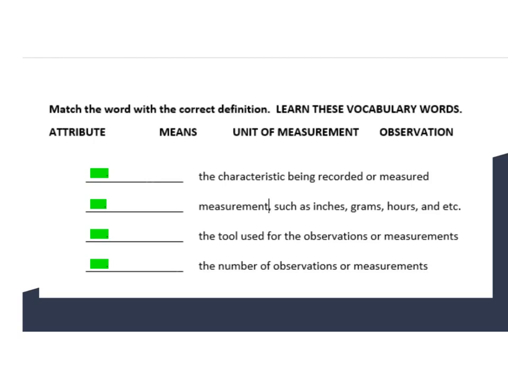So the first word we're going to talk about is attribute. And this is the characteristic that's being recorded or measured. So attribute, make sure you are typing this into your slides. So that is what is being recorded. So for example, if you were measuring the height of the different students in your class, the attribute would be the height of the students. So that is what is actually being recorded.